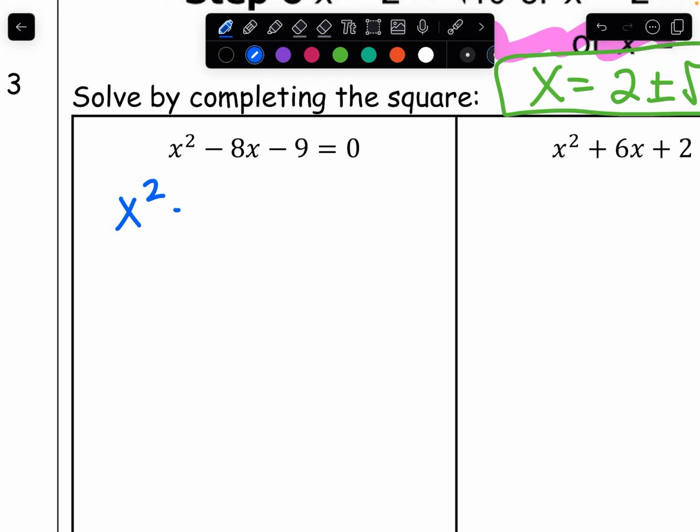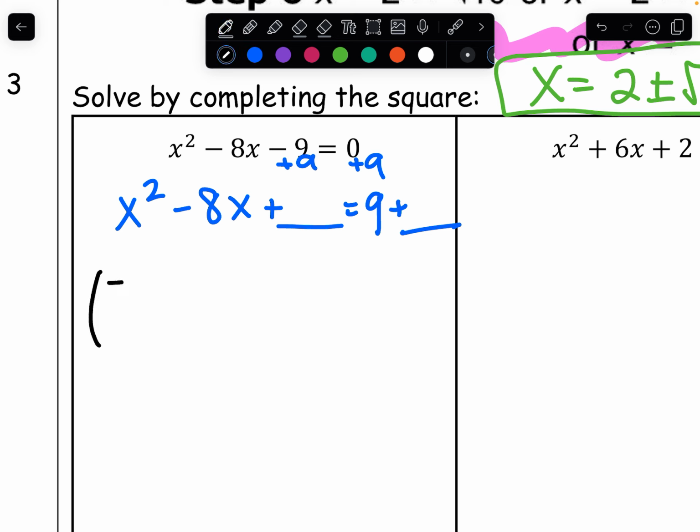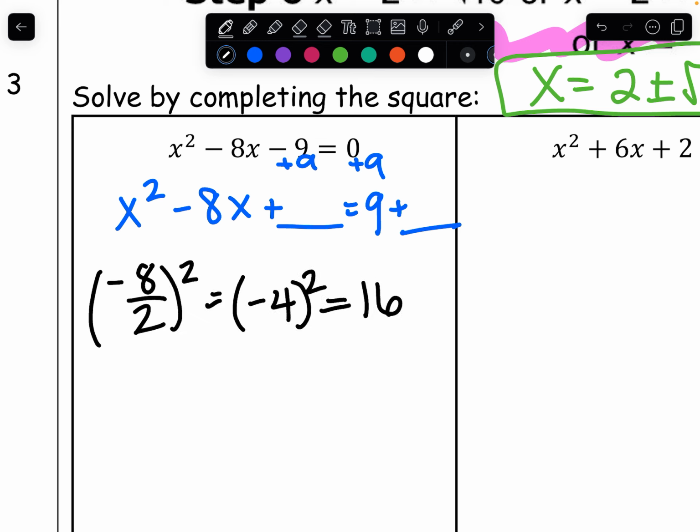So we get x squared minus 8x. I'm going to move my c term out of the way. So in doing so, I am going to add a blank to both sides. Don't forget to do it. I'm now going to take my b term, divide it by 2 and square it, which will be negative 4 squared, which is positive 16. So that number is going to go into these 2 blanks.